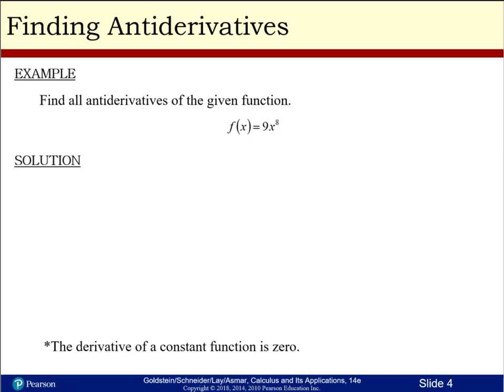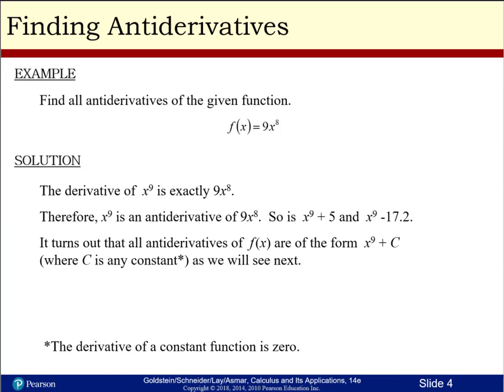So, for example, we're to find all the antiderivatives of the given function, and our function is f of x equals 9x to the 8th. Now, the derivative of x to the 9th is exactly 9x to the 8th. Therefore, x to the 9th is an antiderivative of 9x to the 8th, but now so is x to the 9th plus 5, like what we were talking about before with that constant, or x to the 9th minus 17.2, or whatever constant you want to put.